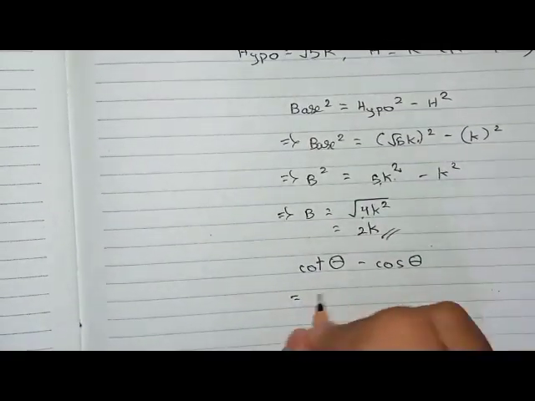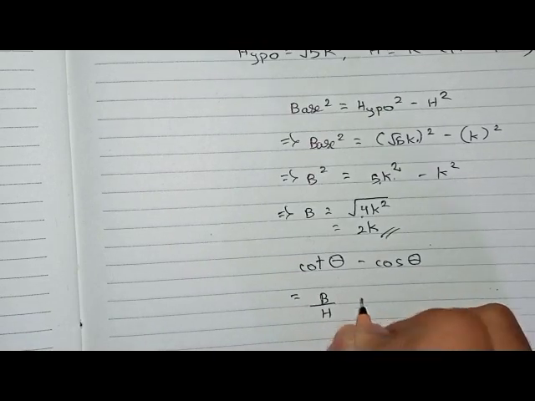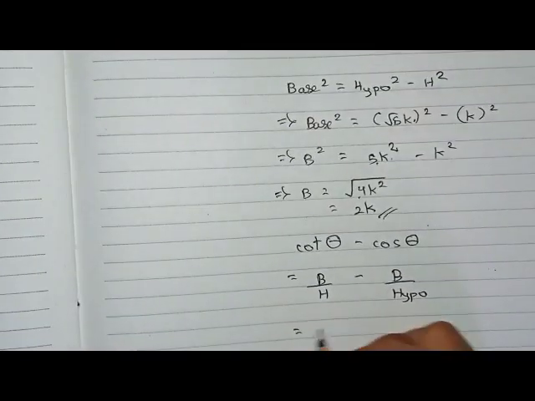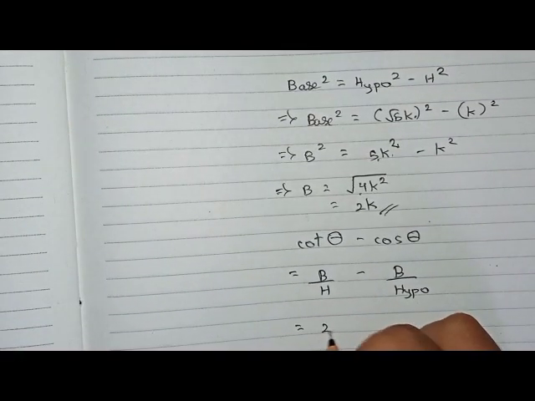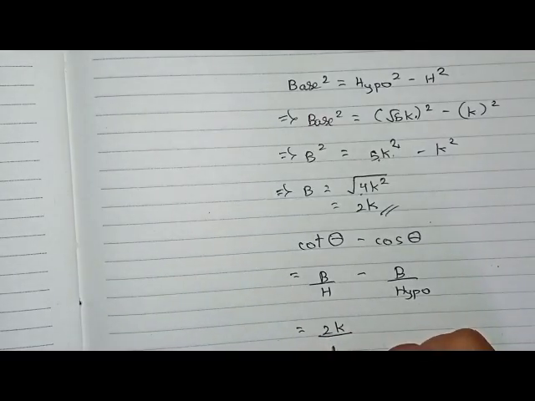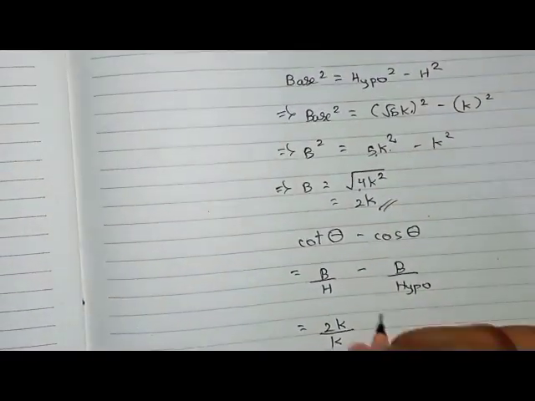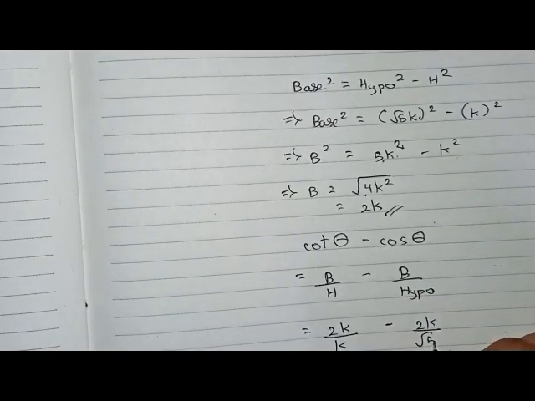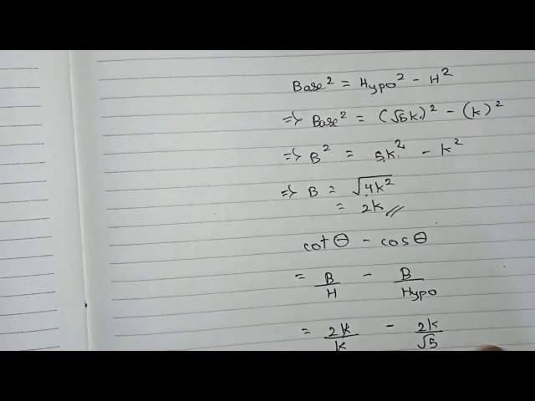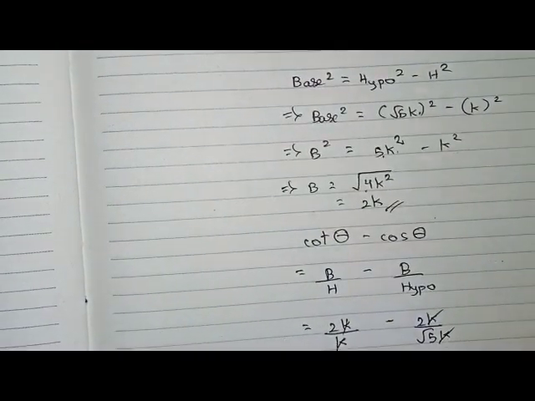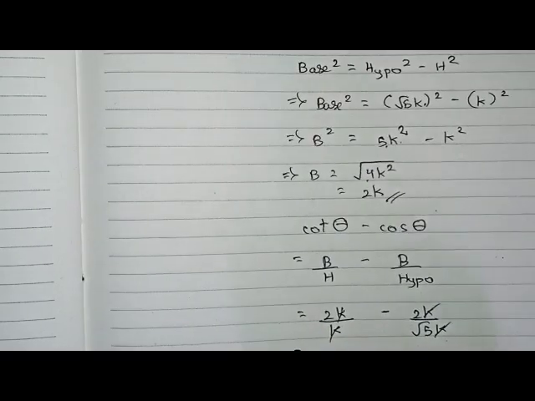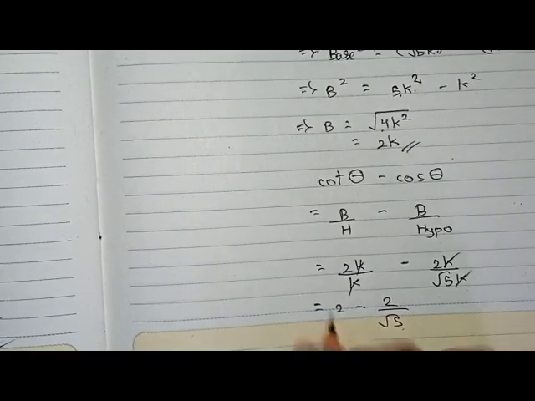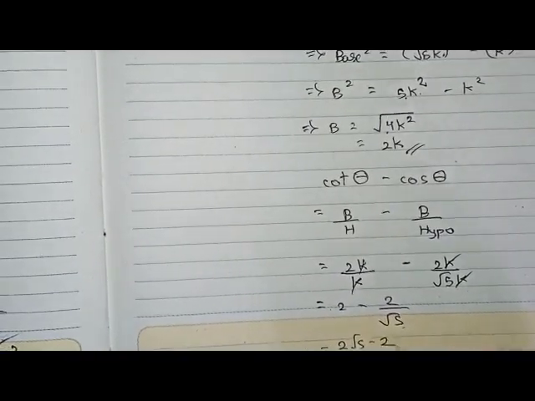So cot theta means base by height minus cos theta, that is base by hypotenuse. So our base is 2k and our height is only k, minus here only 2k by root 5. So k, k cancel here also, and here also k, k cancel. So 2 minus 2 by root 5. So root 5 we take. So root 5 into 2, 2 root 5 minus 2.